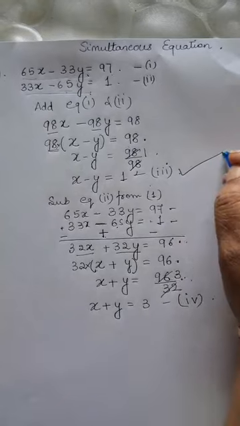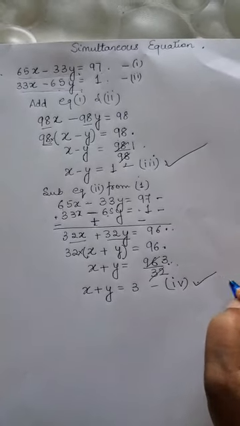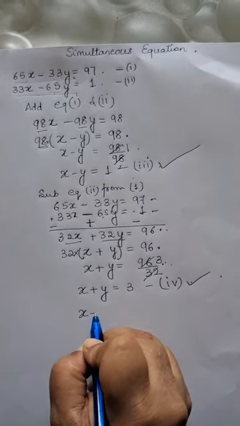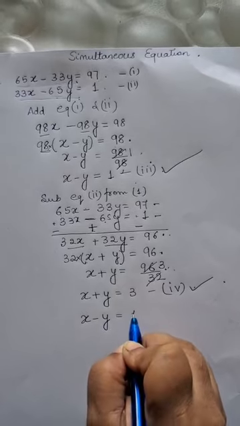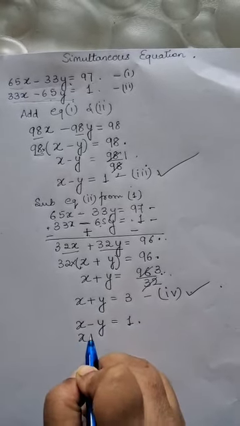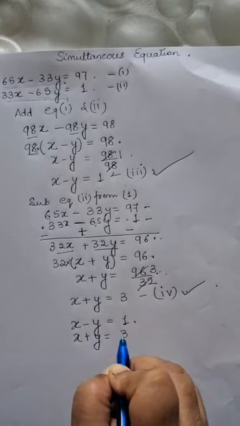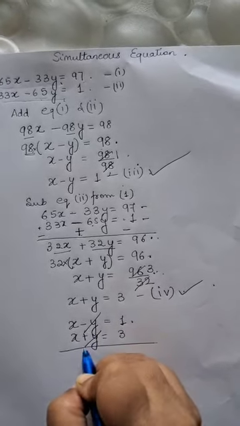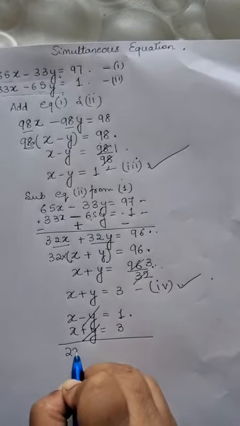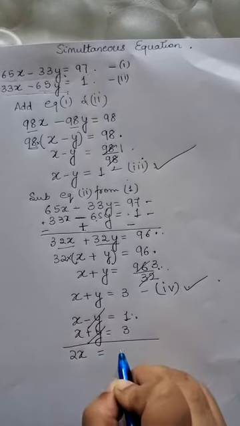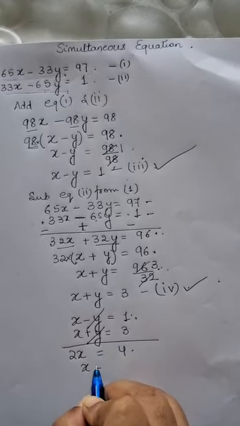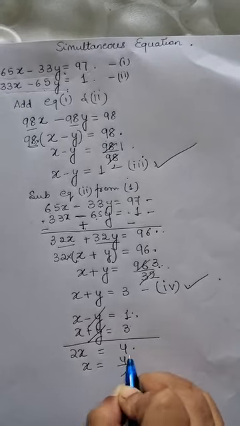Now we will solve equation number 3 and equation number 4. So this will become x minus y is equal to 1. x plus y is equal to 3. Plus y and minus y get cancelled. 2x is equal to 3 plus 1, that is 4. So x will become 4 by 2, that is 2.